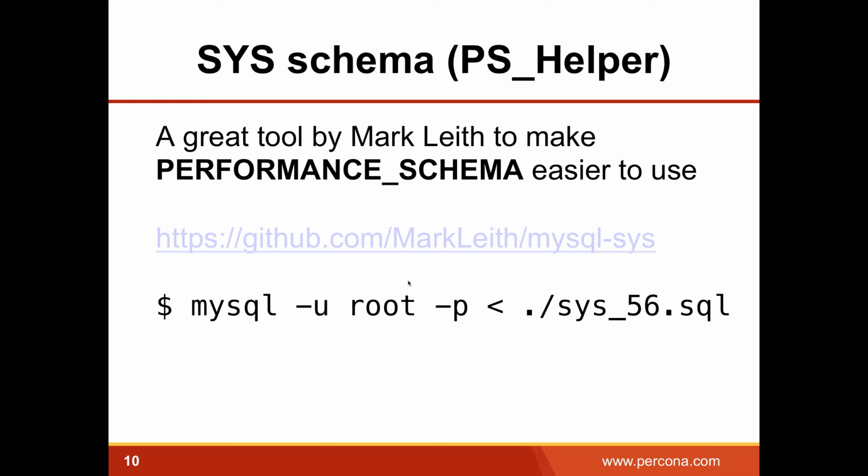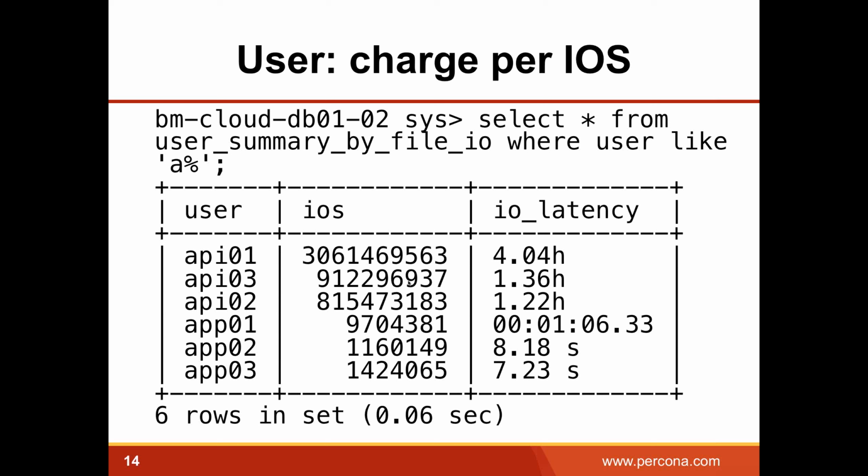So let's say we want to get a breakdown by user. For example, if we want to do something like charge for usage, like what Amazon is doing, and if we have installed the sys schema, we can simply select star from the user_summary_by_file_io, and that will give us a breakdown per each user, and you will see the actual number of IOs and latency in it. What is interesting in this picture is that the user api01 has executed a lot more IOPS than other users.